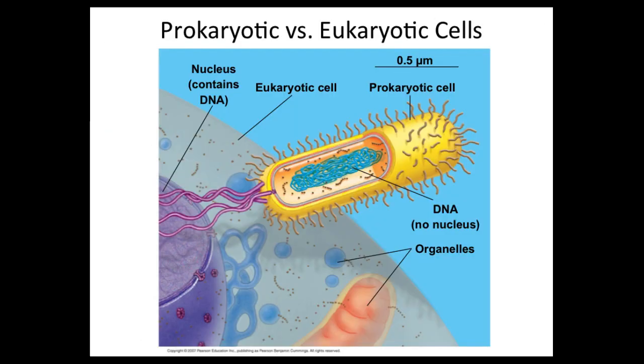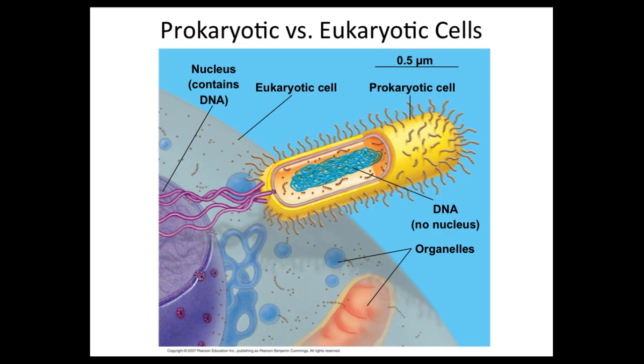Prokaryotic cells are much smaller than eukaryotic cells. Here we can see a small prokaryotic cell that kind of looks like a yellow pill with little hairs on it. And then here we can see just a piece of the eukaryotic cell. The eukaryotic cell is huge compared to the prokaryotic cell. In fact, most eukaryotic cells are 10 to 100 times larger than prokaryotic cells.